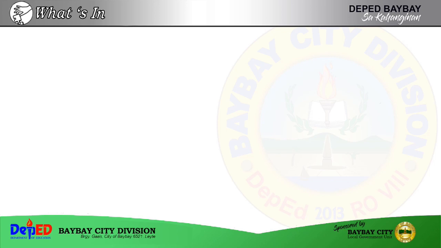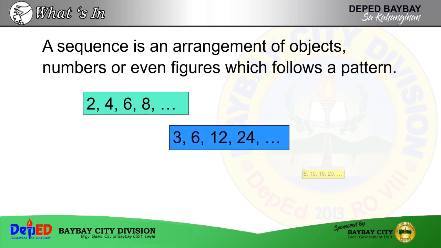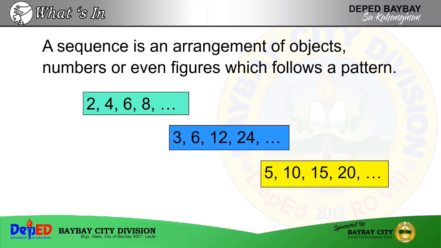In the previous module, you have learned that a sequence is an arrangement of objects, numbers, or even figures which follow a pattern. Also, you have learned about processes in finding patterns of any sequence. Look at the following sequences. Can you see the specific pattern they follow?